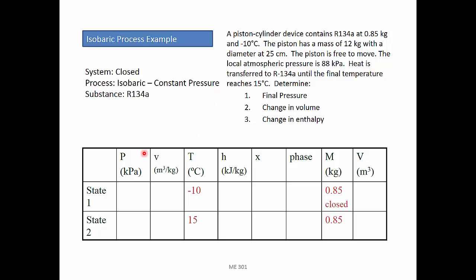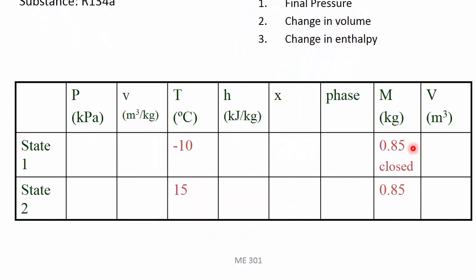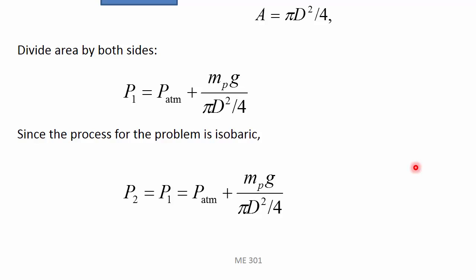The next step specifies that we need to find all of the missing properties in the table, and this will require us to have two intensive properties for each given state. From the problem statement, the initial and final temperatures are both given. Mass is also given. Since the system is closed, the mass will stay the same. We are given the mass of the piston, the local atmospheric pressure, and the piston's cross-sectional area.